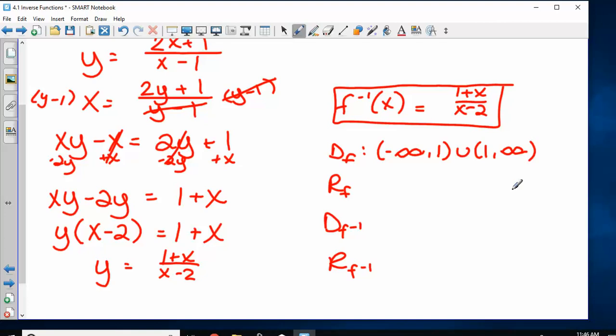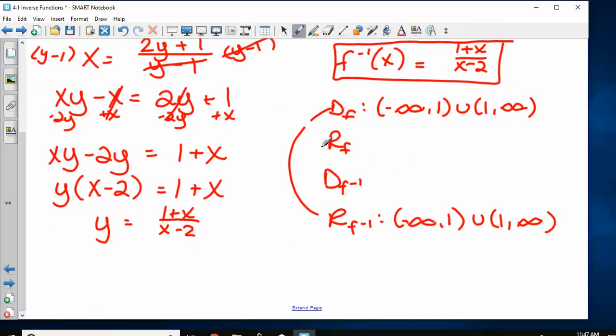We haven't talked as much about range, but we actually don't need to know anything about the range right here, because the domain of the function, those are the x values in the original, become the y values, or the range, of your inverse. So I know these two things have to be equal. So the range of the inverse is negative infinity to 1, union 1 to infinity.